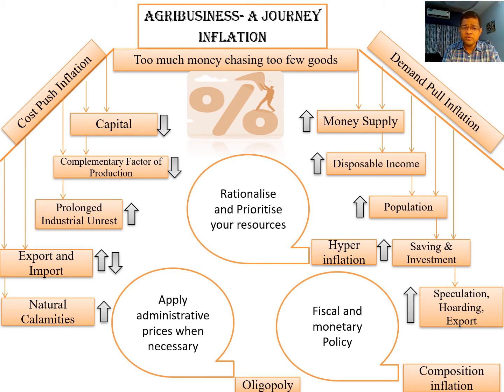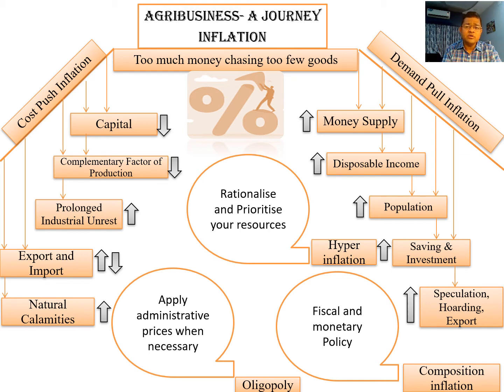Demand pull inflation means there is an increase in the demand for different types of commodities in a particular country. Cost push inflation means there is an increase in the factor cost. Increasing the factor cost or input cost will increase the price of a particular commodity in a country. That is called cost push inflation.